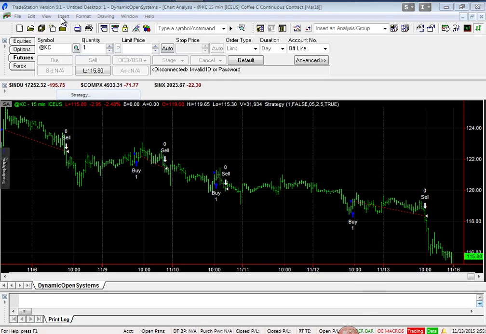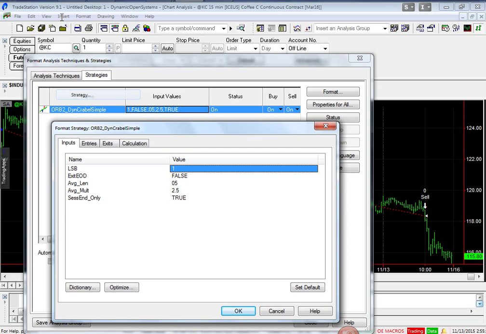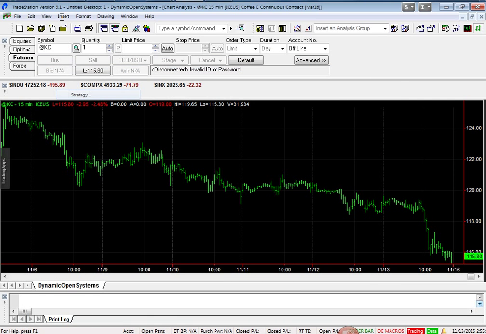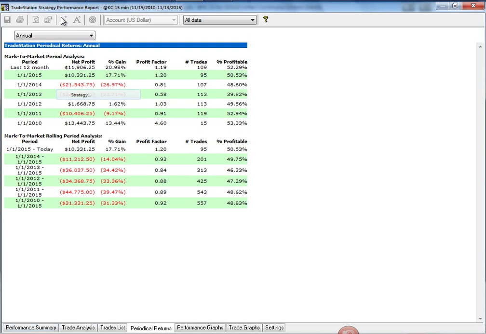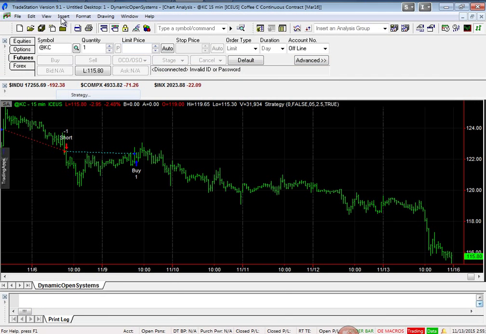Okay, we did not set. This shows only long trades now because we set long short to 1. Now we will set it to 0, and now we'll see both long and short trades. And let's look at our results. We lose $28,000, so the results really aren't that good using the default.